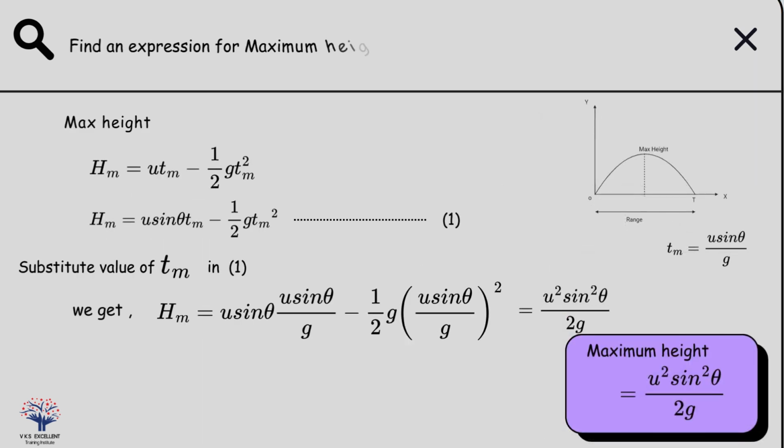Let's see the expression for maximum height. hm equals u sin theta tm minus half g tm square. Substitute the value of tm in equation 1. We get hm equals u square sin square theta divided by 2g.